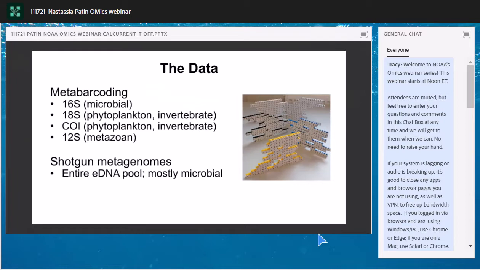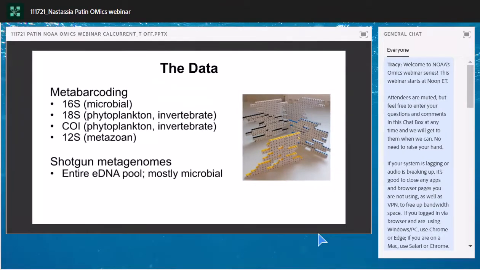So how do we study microbiomes? We use something called metabarcoding, which many of you have probably heard about, but just in case, I want to highlight that this is a method involving marker genes where we sequence individual marker genes at a community level. Different marker genes are used for different types of organisms. The 16S ribosomal RNA marker gene is the most commonly used gene for microbial communities. And then the 18S and 12S ribosomal RNA genes are used for phytoplankton, invertebrates, and metazoans, respectively.